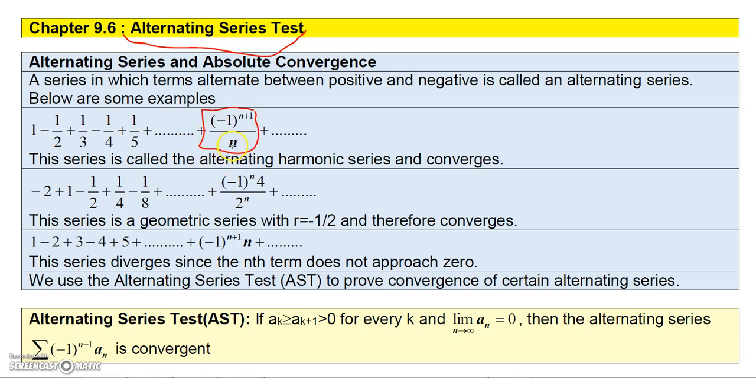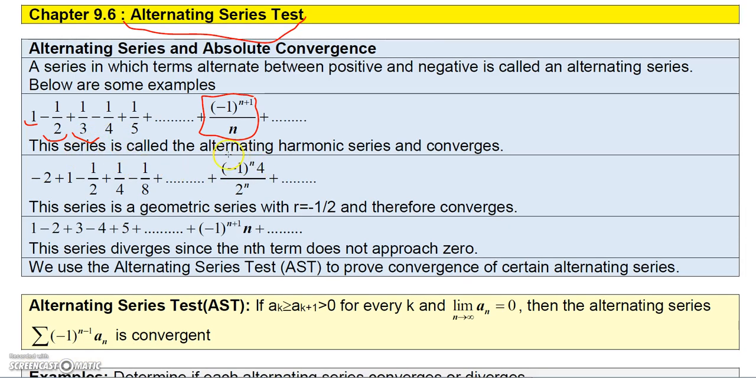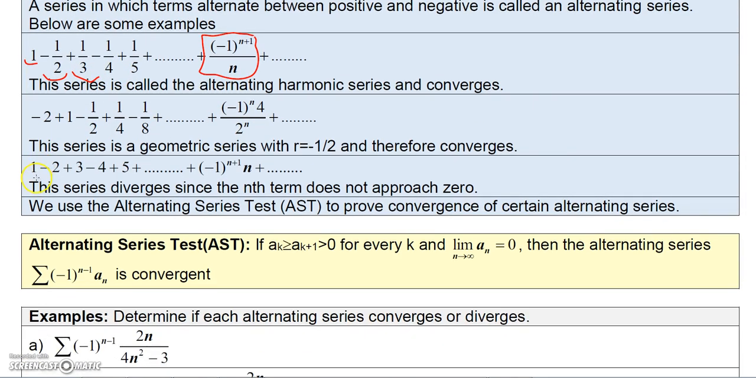Now you can plug in values. If you plug n equal 1 in here, you'll get the first term. If you plug n equal 2, you'll get the second term. n equal 3 gives you the third term, and so forth. And that's actually the alternating harmonic series, and that series converges.